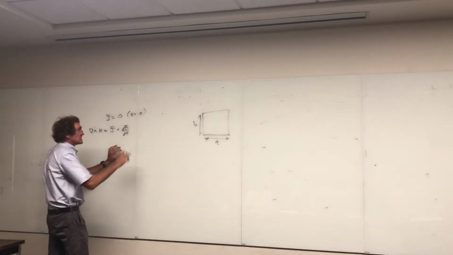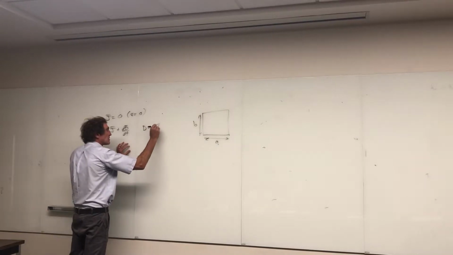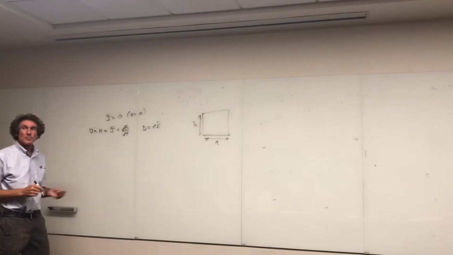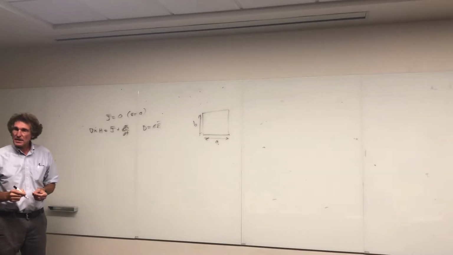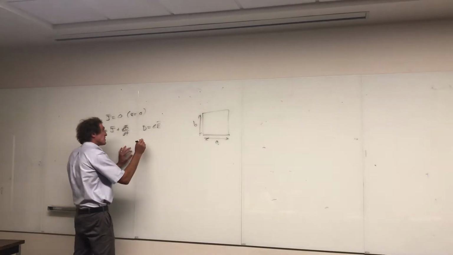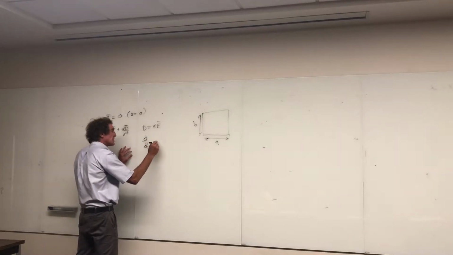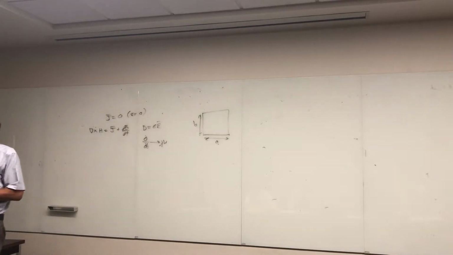So if that's 0, the next thing that they do is say that D is epsilon E, and epsilon is the permittivity. It's epsilon relative times epsilon naught. And then what they're going to do is say that all the time derivatives become j omega, because we're going to go to the phasor domain, just like we did before.